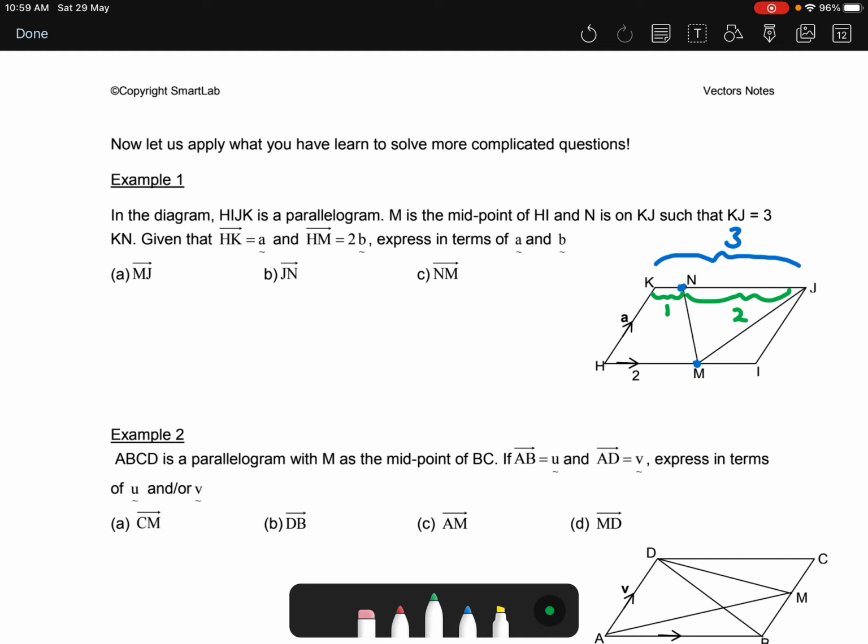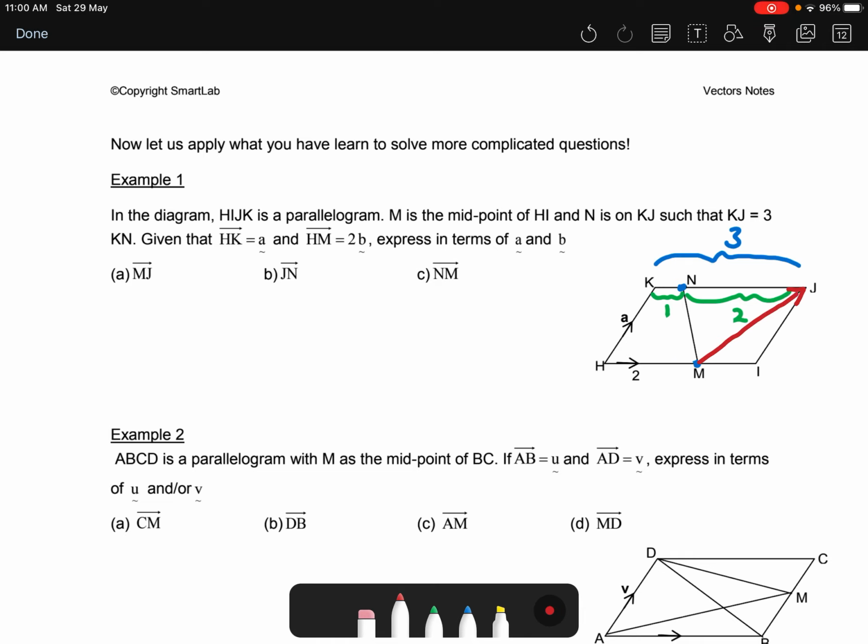Given that HK is vector a and HM is 2b, expressed in terms of a and b, what is your MJ? So MJ, we start from M, we go to J, right? So it's right here. It's this red color arrow.